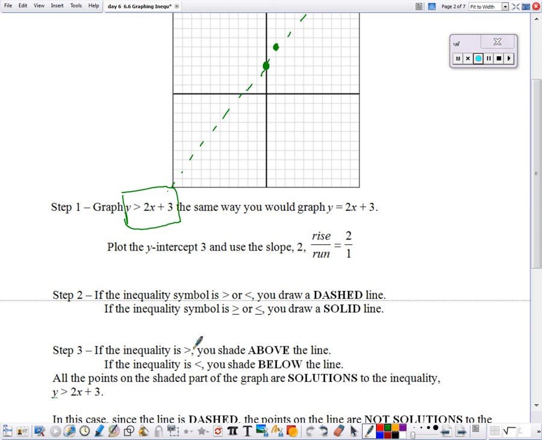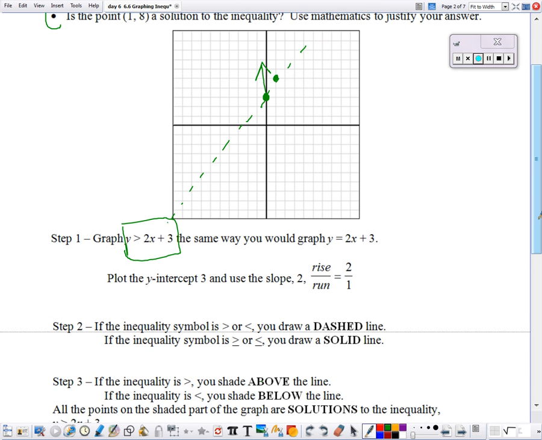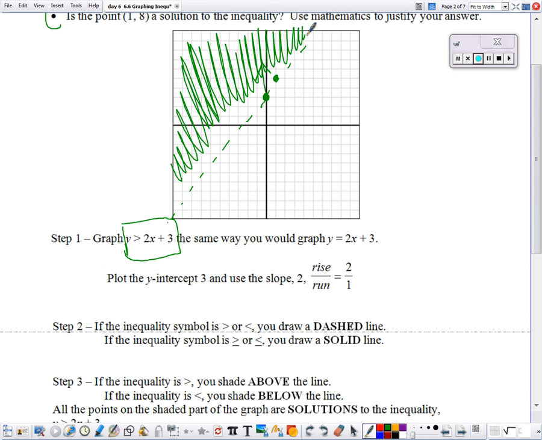Because it's pointing this way, we color in above the line. So if I'm here on my line, up is above. And I'm going to color in all of this space. This is my favorite part. I think it's so much fun to color it in. It's really important that you extend your line from the top all the way down to the bottom so that you know what part's colored in.